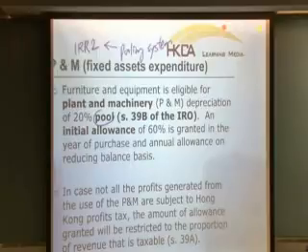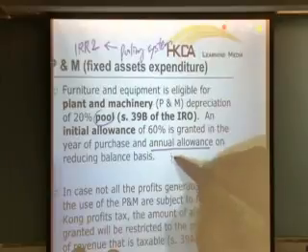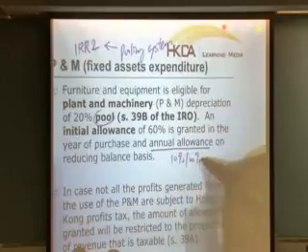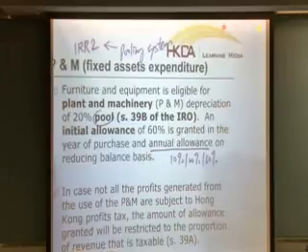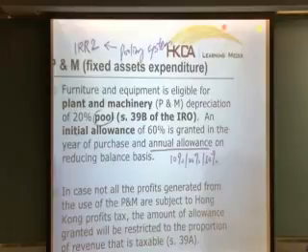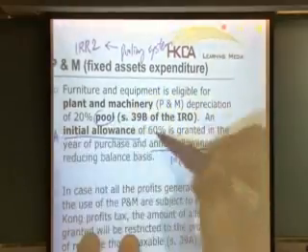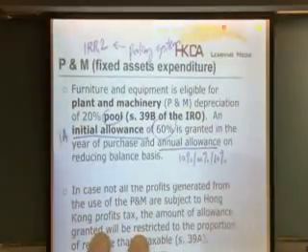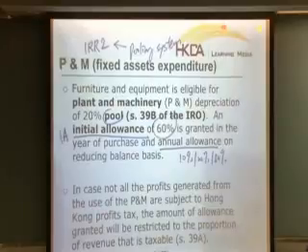All right? If they say this is 20% pool, then you give the annual allowance, 20%. So either 10, 20, or 30% pool. You pool all the relevant assets in the same pool. You also get initial allowance, in short form IA, for 60%.